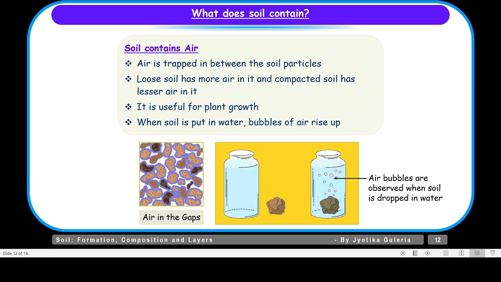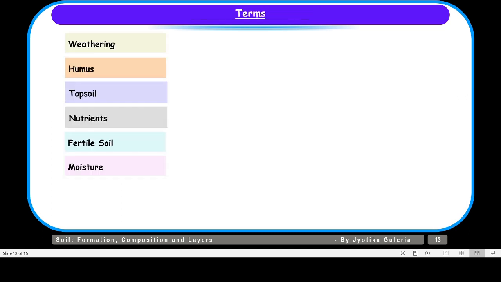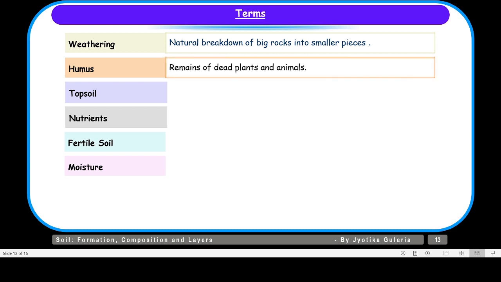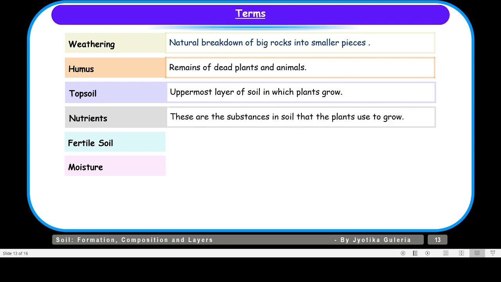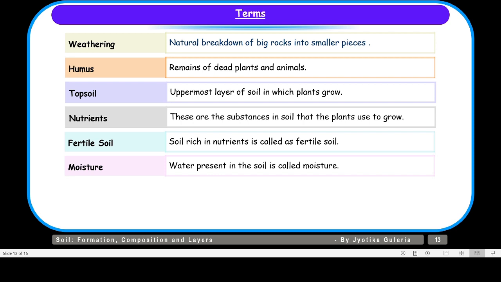So children, now let us take up the important terms which we have come across during this session. So first is weathering. Natural breakdown of big rocks into smaller pieces is called weathering. Humus, remains of dead plants and animals is called humus. Topsoil, uppermost layer of the soil in which plants grow. And what are nutrients? These are the substances in soil that the plants use to grow. Fertile soil, soil rich in nutrients is called fertile soil. Moisture, water present in the soil is called moisture.